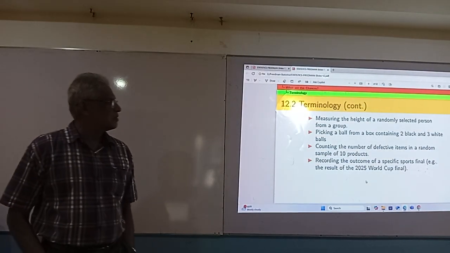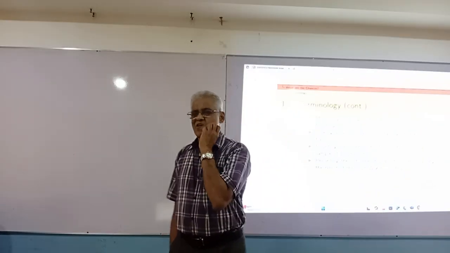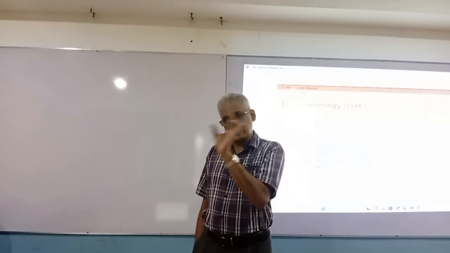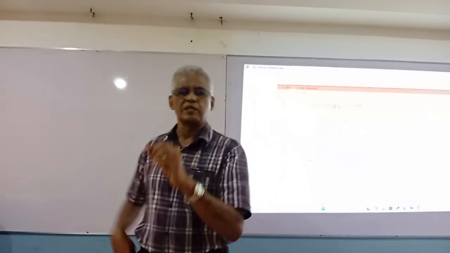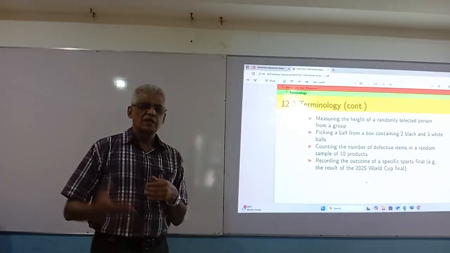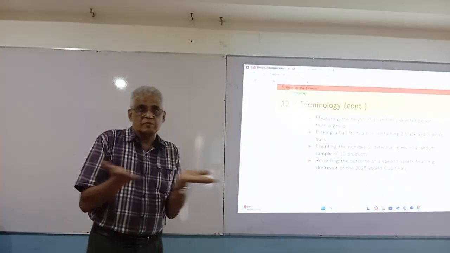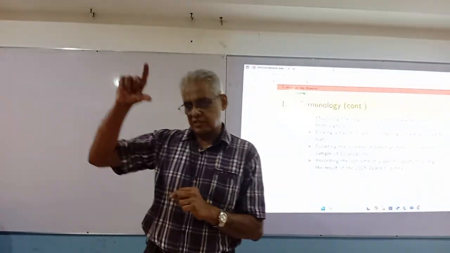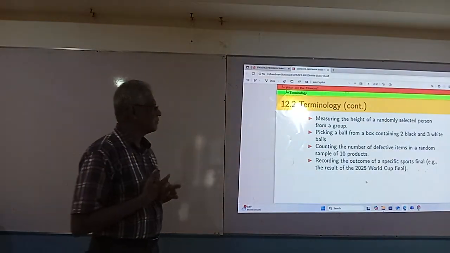Measuring the height of a randomly selected person from a group. Again, we are not measuring the same person; the randomly selected person will be a different person in different experiments. So it can be repeated under the same condition. Under the same condition means you are maybe measuring with the same tape and so on. So that's what it means by under the same condition.